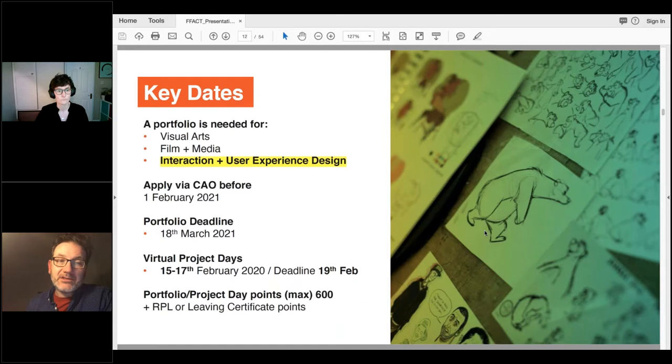There's another mode of entry, which is the virtual project dates, which we'll talk about a little bit more in a second. But again, you can choose to do a brief, which is available at the moment. You have to do a couple of pieces of work for that, and then you join us for a virtual project day on one of the days on the 15th, 16th or 17th of February, and do some work under supervision from our lecturers. And again, you will get an equivalent up to 600 points, same as the portfolio score for that as well. But I'll go into a little bit more detail on that in a second.